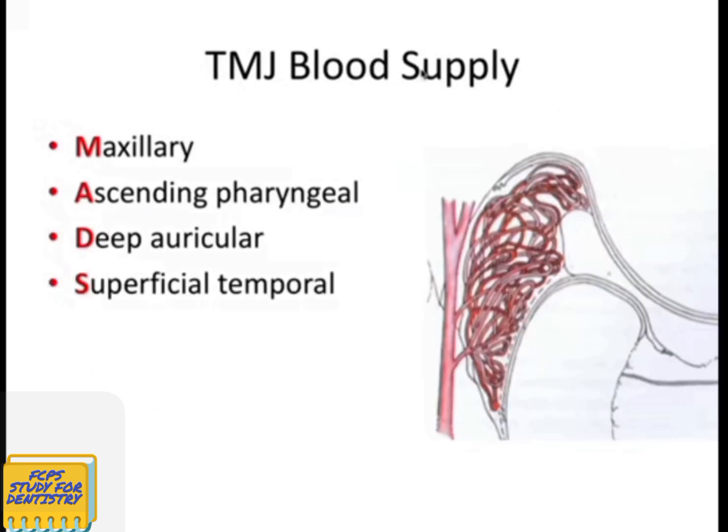And lastly, for some reason, the board exam likes to ask frequently about blood supply to the TMJ. So I will ask you guys to remember this acronym, MADS, and it stands for the maxillary artery, ascending pharyngeal artery, deep auricular artery, and the superficial temporal artery. And there are more than this, but these are the ones to know for the board exam. So just remember MADS.